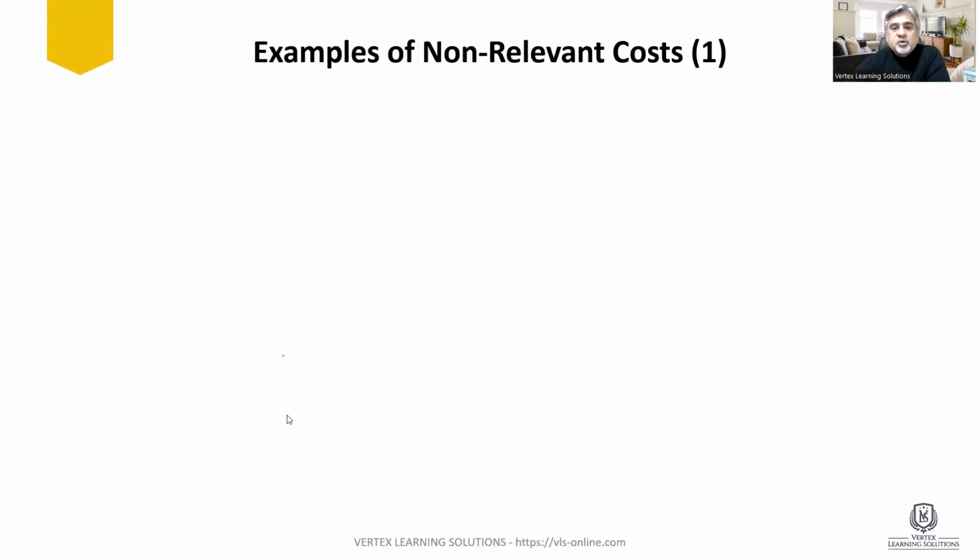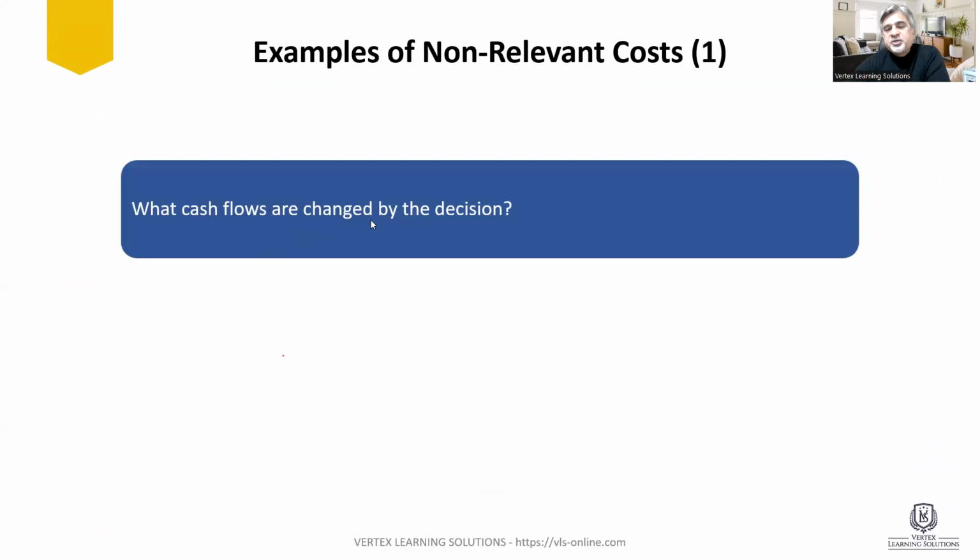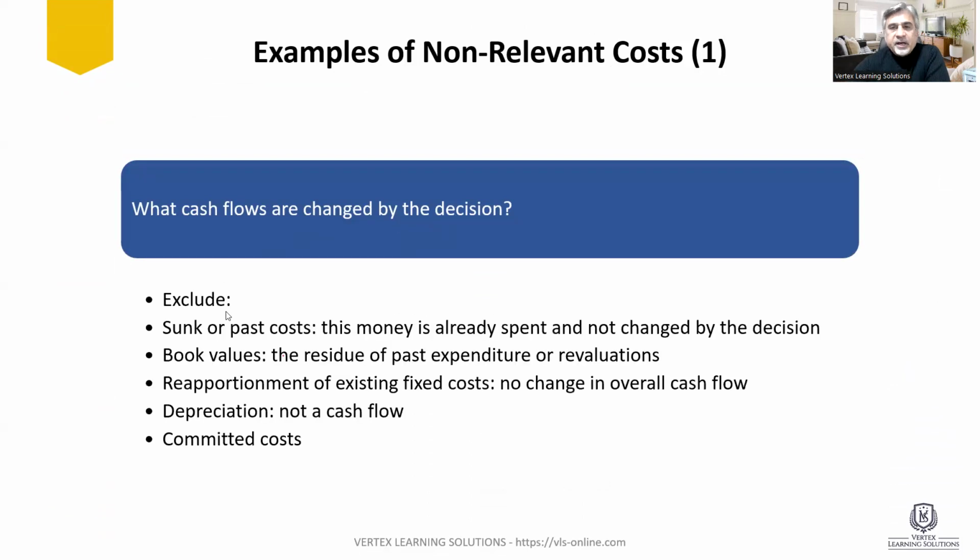Examples of non-relevant cost: what cash flows are changed by the decision, and we exclude sunk or past cost. So sunk costs or past costs are not relevant. This is the same concept we learned in management accounting basics. Sunk cost or past costs are not relevant. This is the money which you already have spent in the past before you take the decision. I'll give you an example.